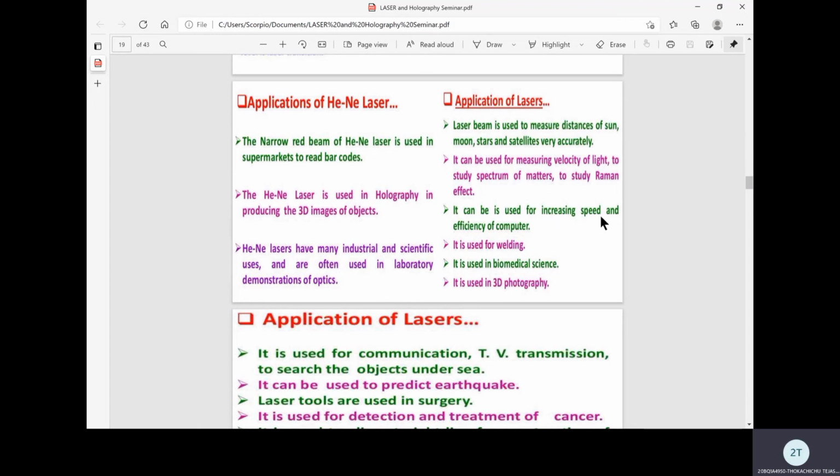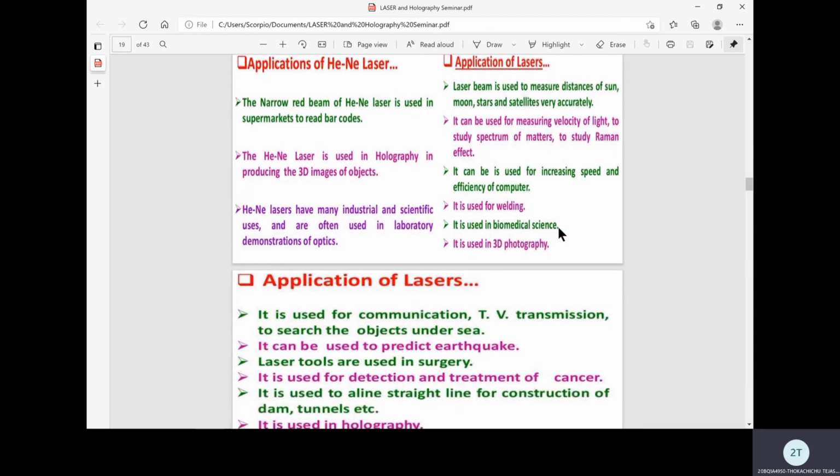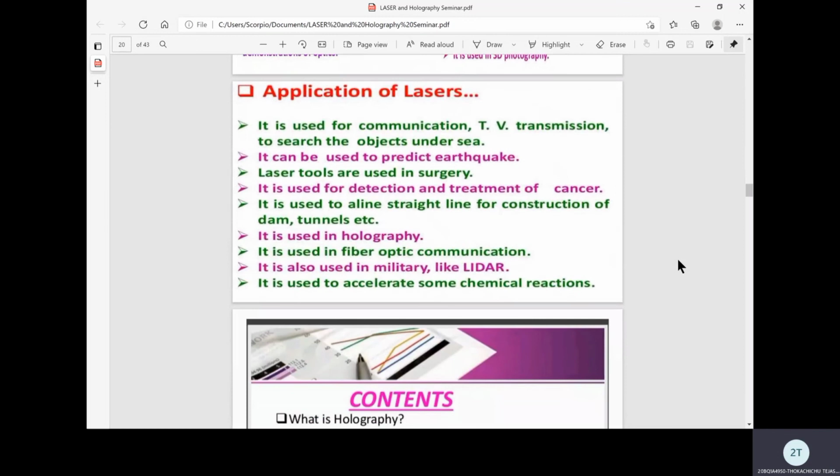It can be used in increasing the speed and efficiency of computers, which plays a key role in our daily lives right now. It is used for welding. It is used in biomedical science. It is used in 3D photography. Other applications are: it is used in communication, TV transmission, and also to search for objects under the sea. It is also a bit similar to sonar, and can be used to predict earthquakes. It is used in laser tools for surgeries and for detection and treatment of cancer.